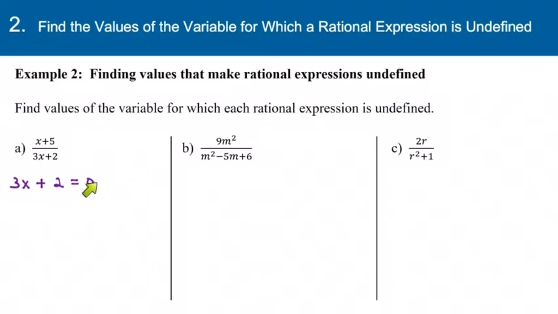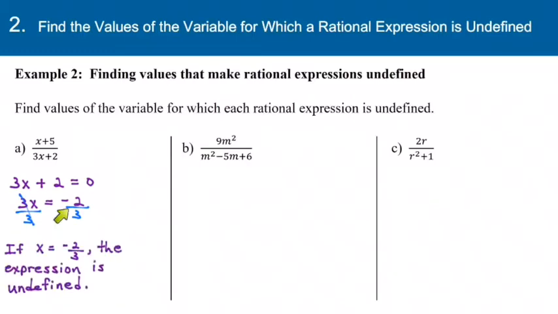So if 3x plus 2 equals 0, then subtracting 2 from both sides, 3x equals negative 2, and dividing both sides by 3, we find out that x equals negative 2/3. So remember, negative 2/3 is not a solution. This is not an equation to solve. Negative 2/3 is the value of x that will cause this expression to be undefined. So x would not be allowed to equal negative 2/3.